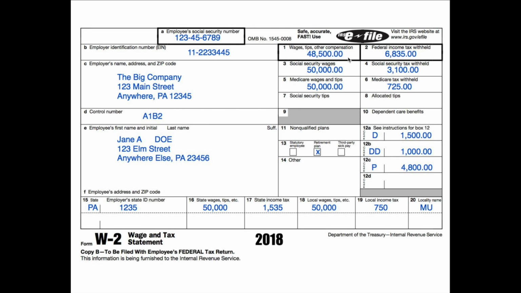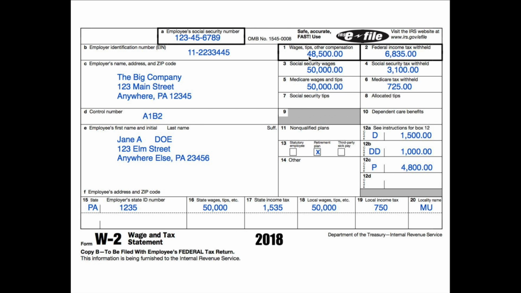We have here in this example $48,500 is shown. Box 1 shows you your total taxable wages or salary. The number here includes such things as wages, salary, tips that you've reported, and any bonuses received over the course of the last year. If you're receiving a taxable fringe benefit such as an employer-provided group term life insurance coverage, it will also be included here.